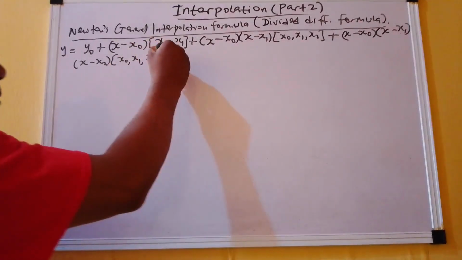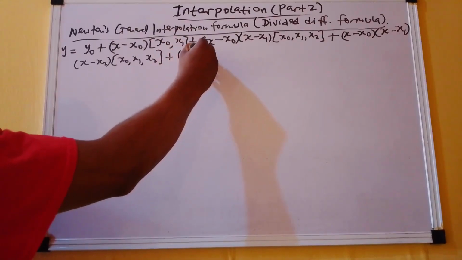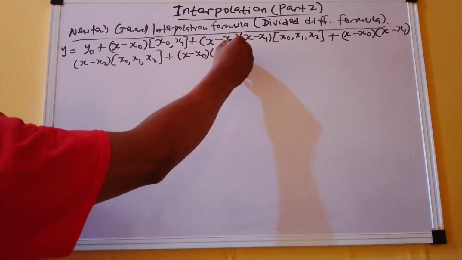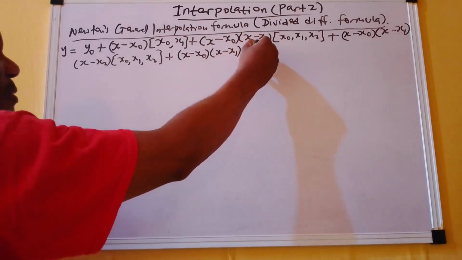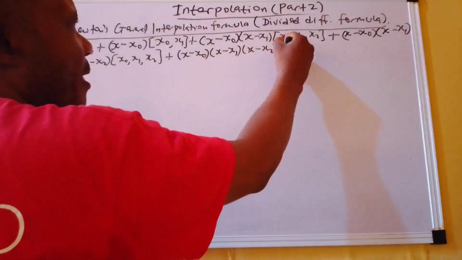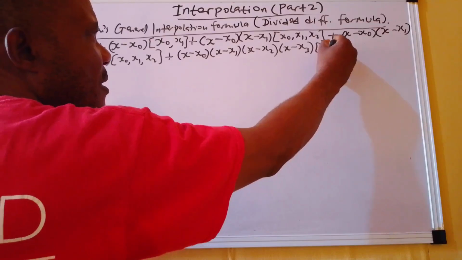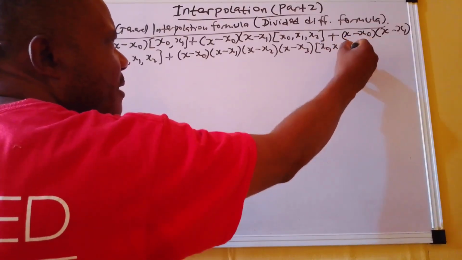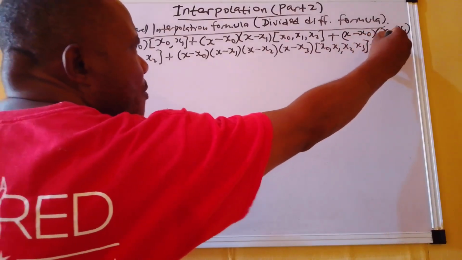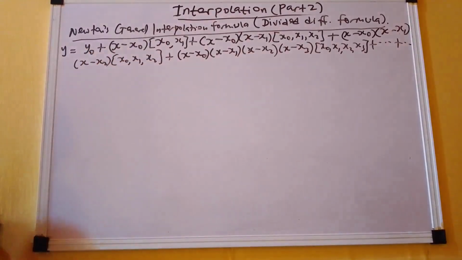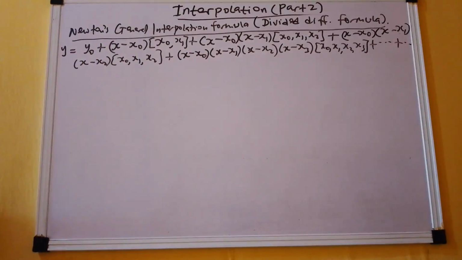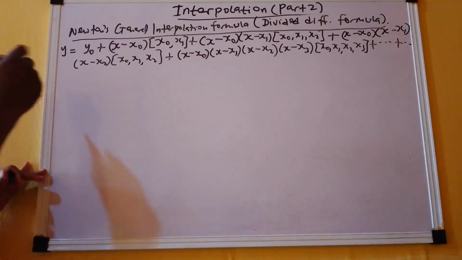Of course you can take a plus (x minus x0) into (x minus x1) into (x minus x2) into (x minus x3), then the bracket is for x0, x1, x2, x3, then plus, it continues. So it keeps going like that. So this is Newton's general interpolation formula. It is also known as the divided difference formula. Now we want to take example 4.